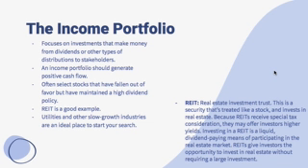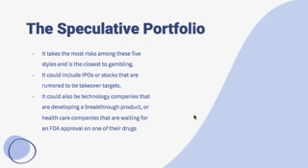So, the income portfolio also includes utilities and other slow growth industries that are an ideal place to start your search. And the next portfolio is a speculative portfolio. It takes the most risks among these 5 styles and is the closest to gambling. So when I think of the speculative portfolio, I like to think of the recent GameStop phenomenon. But a speculative portfolio could include IPOs or stocks that are rumored to be takeover targets. So think like Wall Street Bets. Wall Street Bets, it's rumored that GameStop was going to be a takeover target. It was. So if you invest in that, you are kind of turning your portfolio into a speculative one.